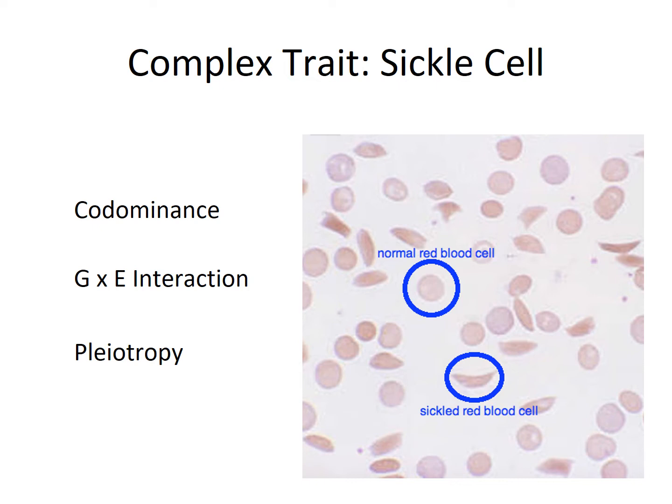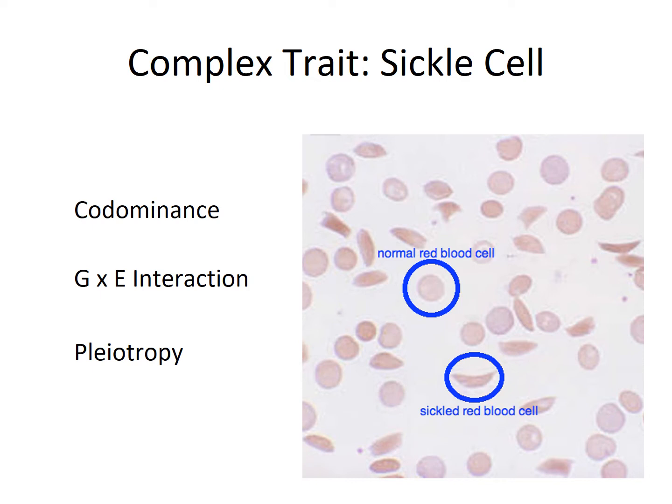We're going to apply what we know about codominance, gene by environment interaction, and pleiotropy to better understand how sickle cell trait, which we've talked about in previous classes, can lead to health consequences in individuals who have this genotype. So here's a blood smear, and I've circled a normal red blood cell, which is shaped like a round, sometimes called a donut. This is a healthy, functioning red blood cell that can carry a lot of oxygen from your lungs throughout your body.